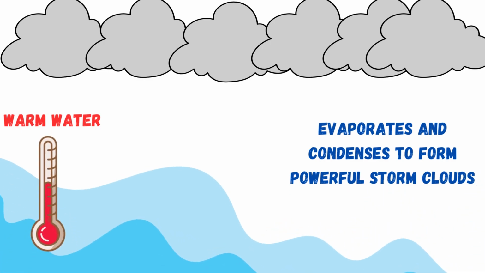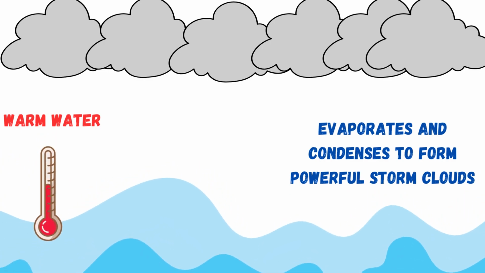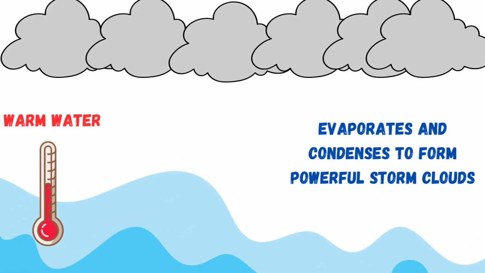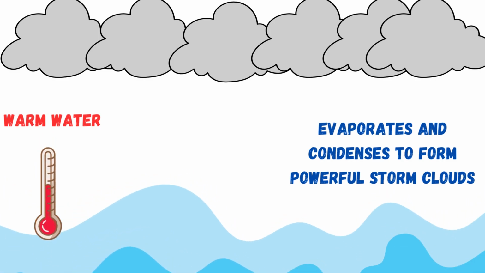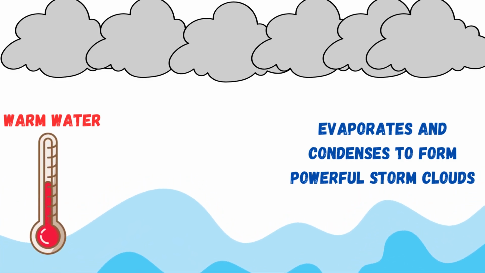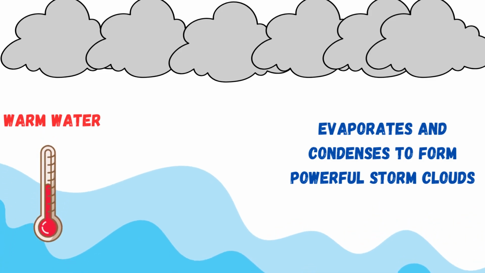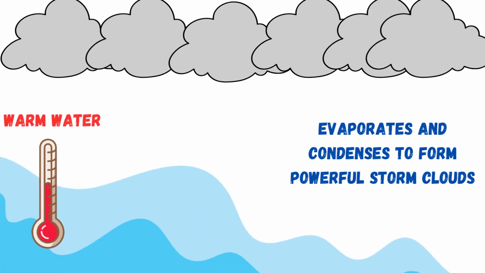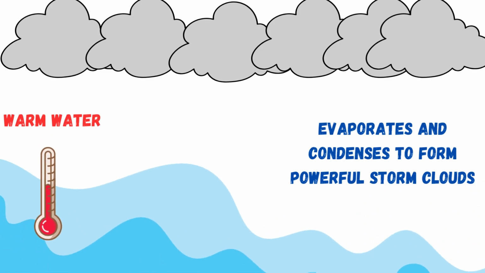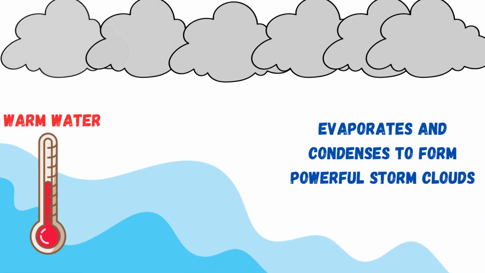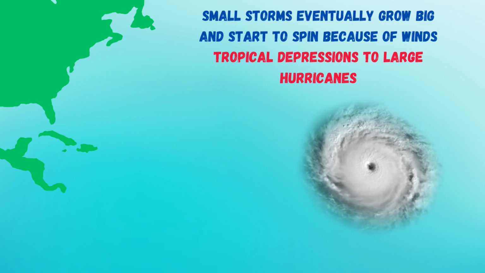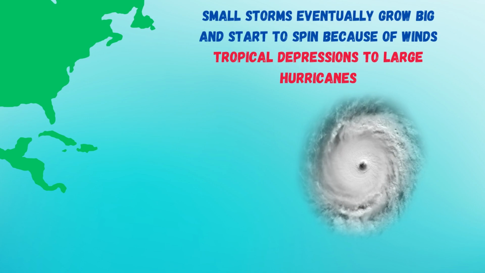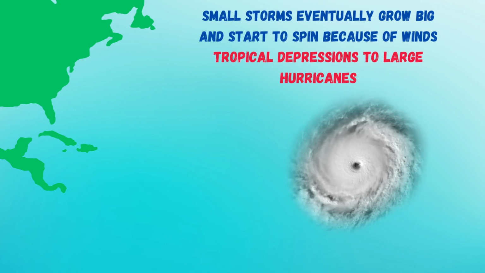Now, we have that warm water, and what happens when water is very warm? It starts to evaporate. And as it evaporates, it starts to condense in the atmosphere to form lots and lots of storm clouds. And that's a lot of moisture. Moisture is just how much water is in the air. And the more water there is, the more powerful the storm will be. Now, they're just small storms when they first start out, and they're known as tropical depressions, but they can grow very big as they glide across the warm waters near the equator and the tropics.